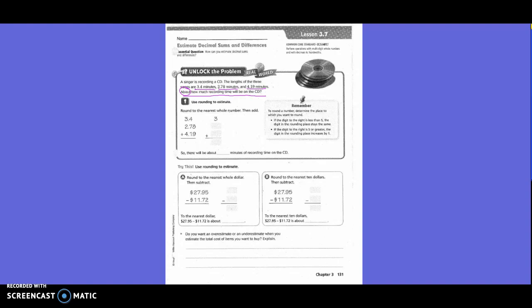Okay, so they said 3.4, you'd round to 3. 2 and 78 hundredths, you'd round to 3. And 4 and 19 hundredths, you'd round to 4. So 3 plus 3 is 6, plus 4 is 10. So there will be about 10 minutes of recording time on the CD. So basically what we did is we looked here and looked to the right. Looked here, looked to the right. Looked here and looked to the right for the nearest whole number, correct?